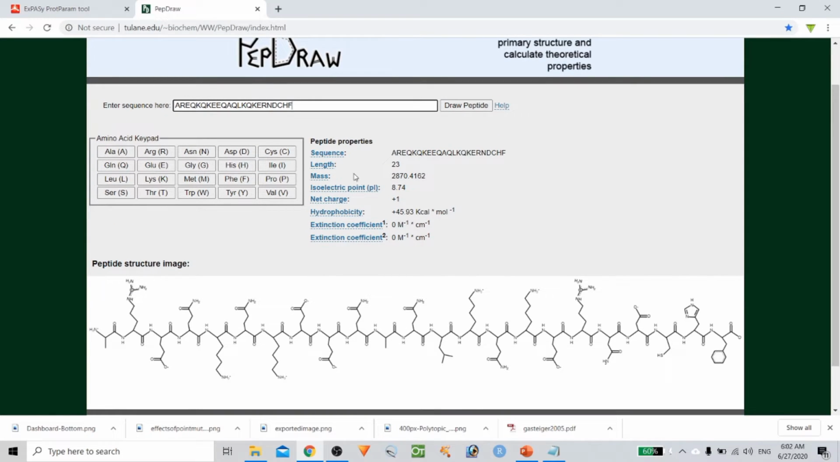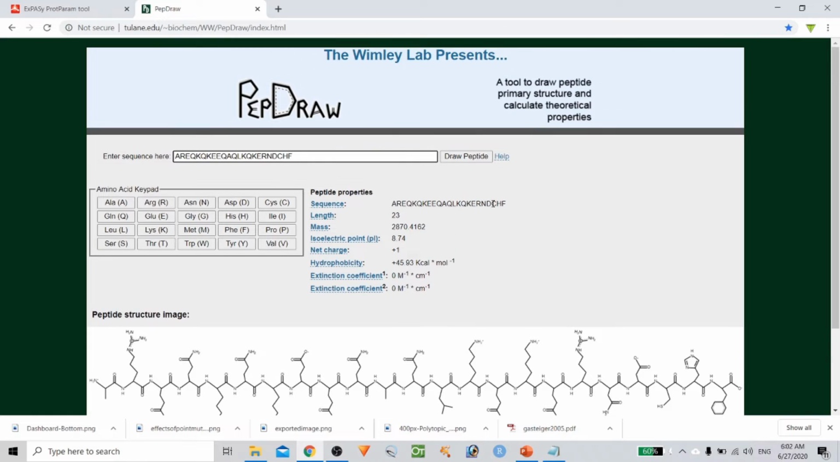One good thing with this Peptra is it will generate a two-dimensional figure for you. Along with that, it will show you some of the basic parameters such as isoelectric point, net charge, hydrophobicity, extinction coefficient, length, and the mass of this peptide. The major disadvantage with this Peptra is you can draw up to 60 amino acids only. You can use a maximum of 60 amino acid length of peptide only. You cannot go further. So that's a major disadvantage with this one.